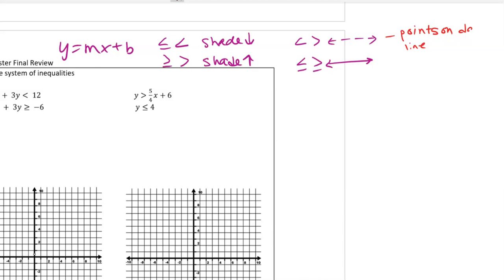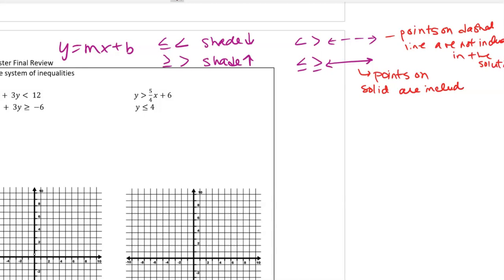Points on the dashed line are not included in the solution. Now with this one, points on the solid line, those are included in the solution. And I know that's super messy.